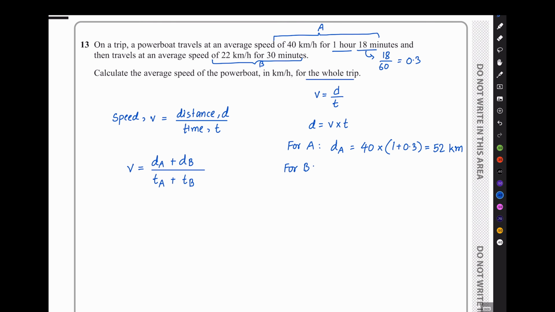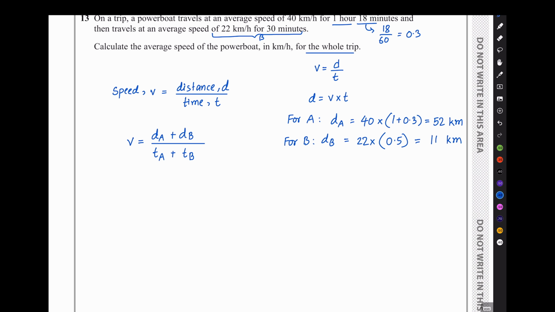And for B, distance B is 22 kilometers per hour times the time, 30 minutes. 30 minutes is half an hour, so 0.5. Half of 22 is 11. So we found the total distance, which is 63. Let me substitute everything right here. So dA is 52, dB is 11.